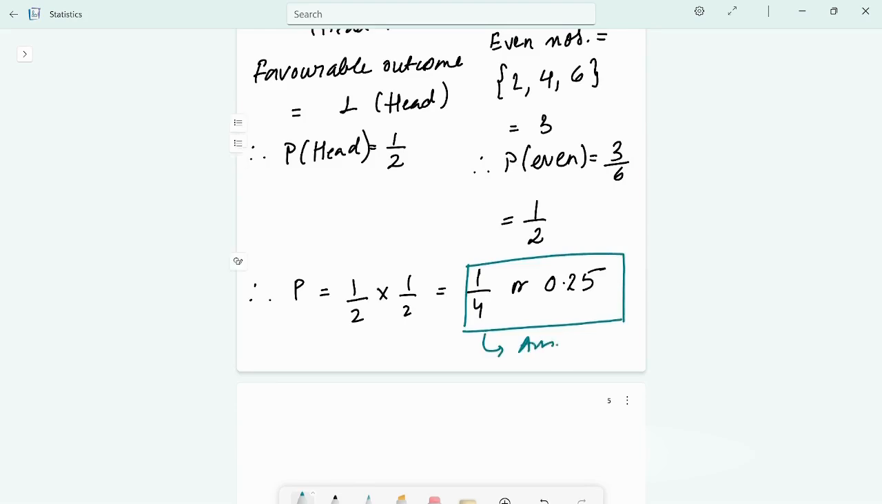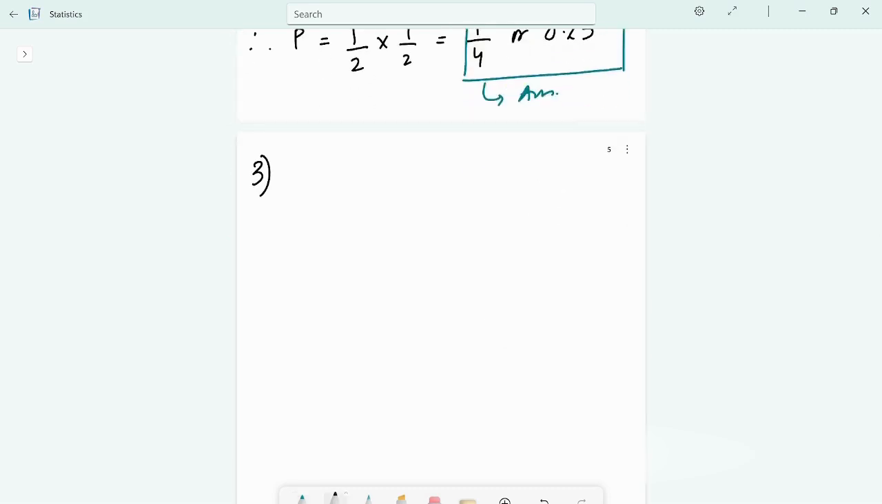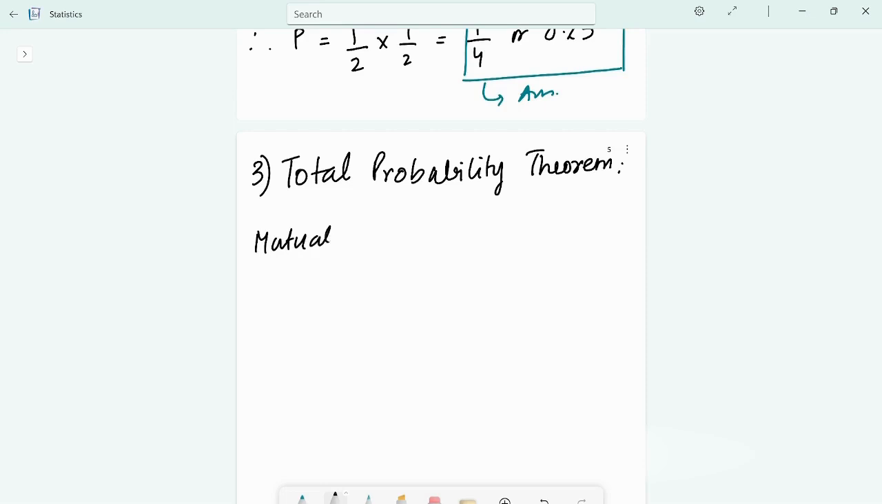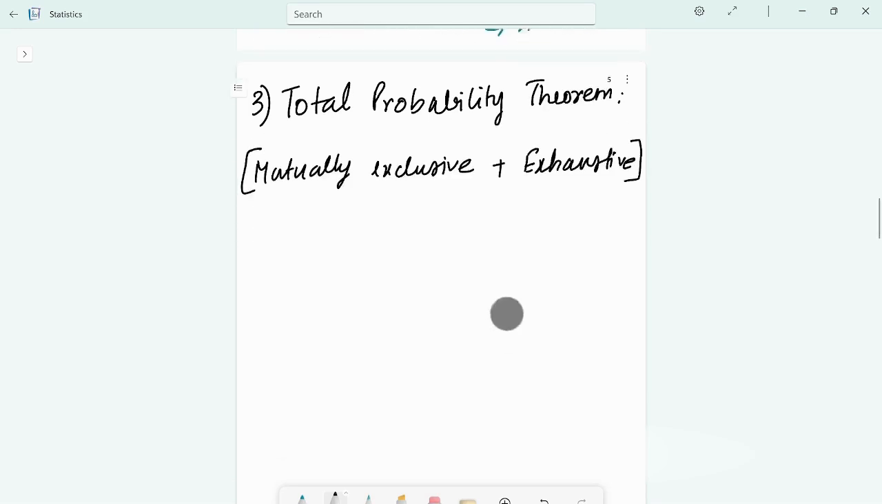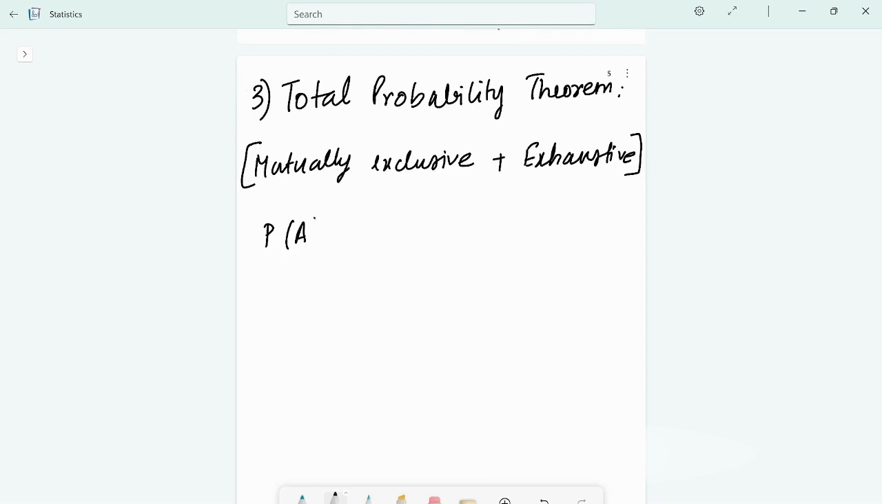All right. Now coming to our next concept, total probability theorem. If we have multiple situations that are mutually exclusive and cover all possibilities, which means exhaustive, we can find the total probability of an event using this theorem. So basically, this is our condition. Now, what is the formula? Formula is P of A equals sum of P of Bi times P of A given Bi.